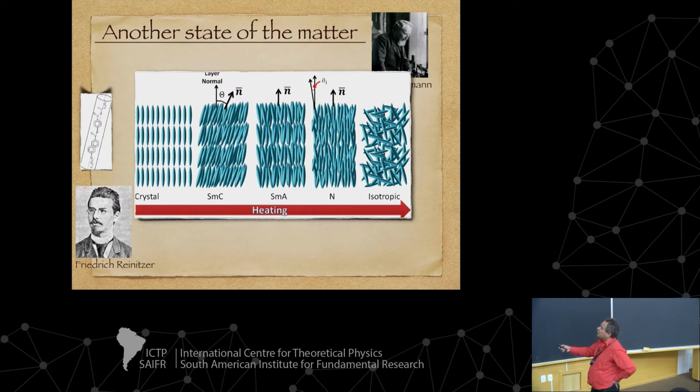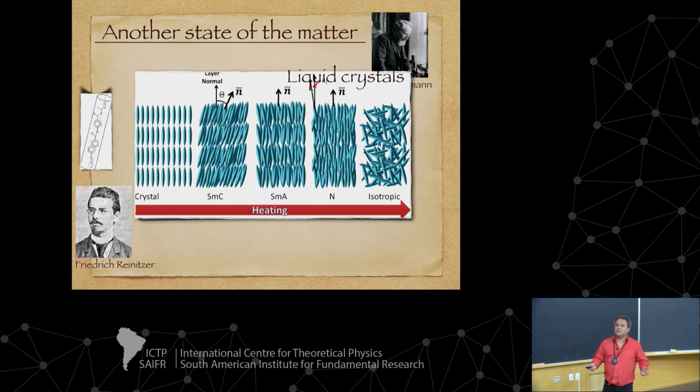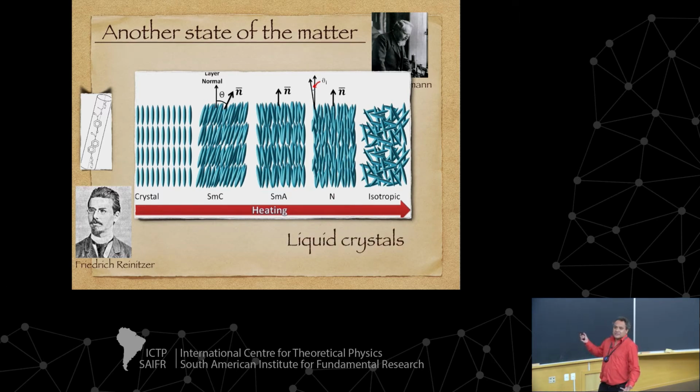It is not completely ordered. This kind of material, for instance a nematic liquid crystal, has some properties of a liquid. It is a fluid, okay? But it has a lot of properties of a crystal. For instance, an anisotropic crystal has birefringence and many different optical properties. So this material is a mixture of liquid and solid. That is the reason people call it liquid crystal, okay?